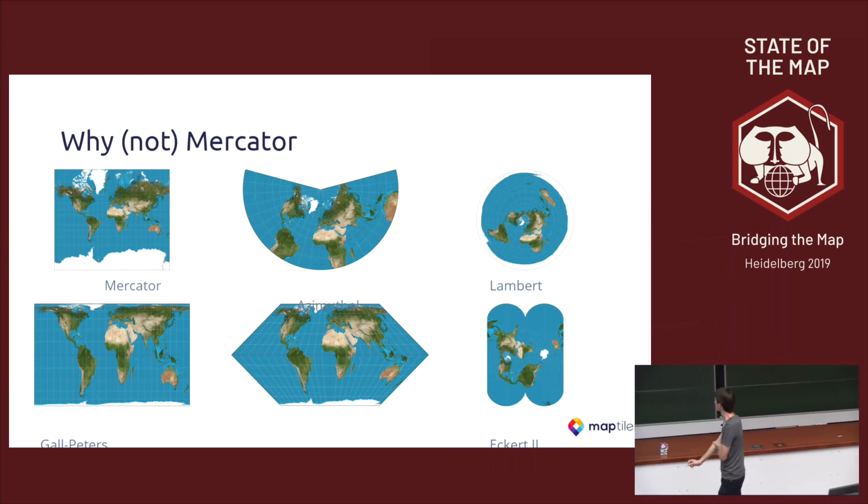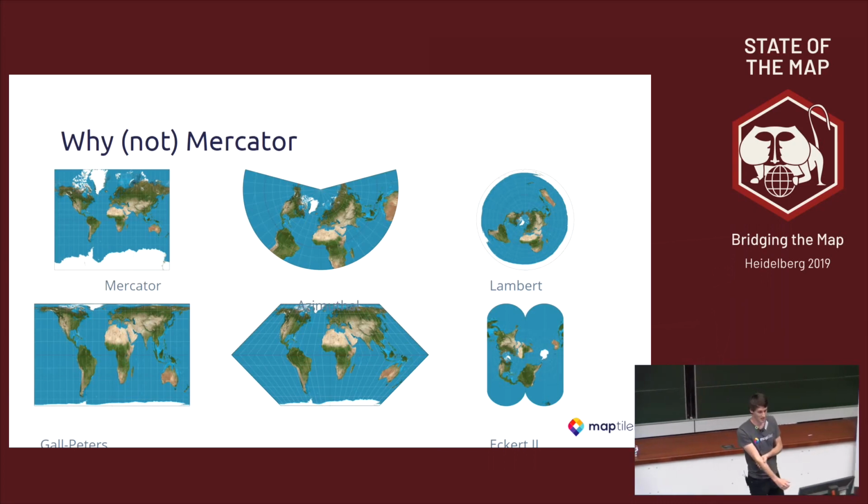This is the French Lambert. This is an example of a local coordinate system, which was developed for a specific country. In this case, it was for France. I will talk about local coordinate systems later on.